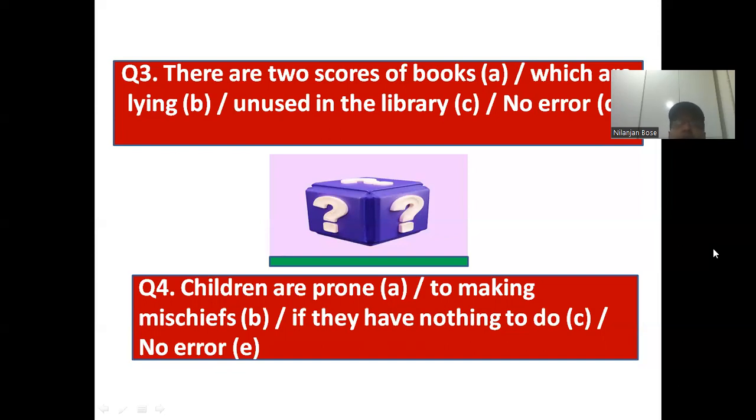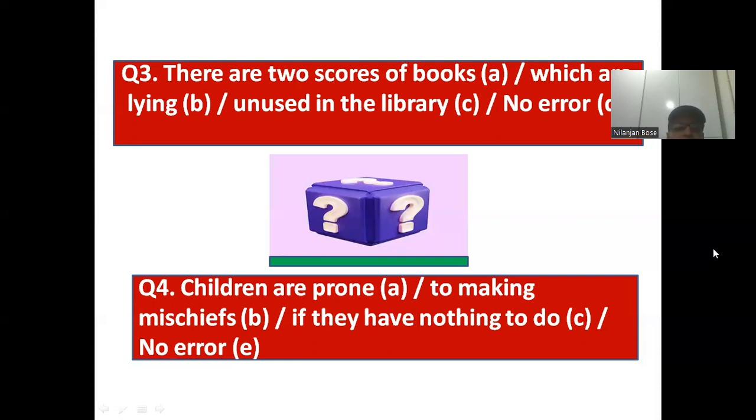So instead of scores, it should be score. The correct answer will be there are 2 score of books which are lying unused in the library. So part A contains the error over here. Okay, let us move to question number 4.